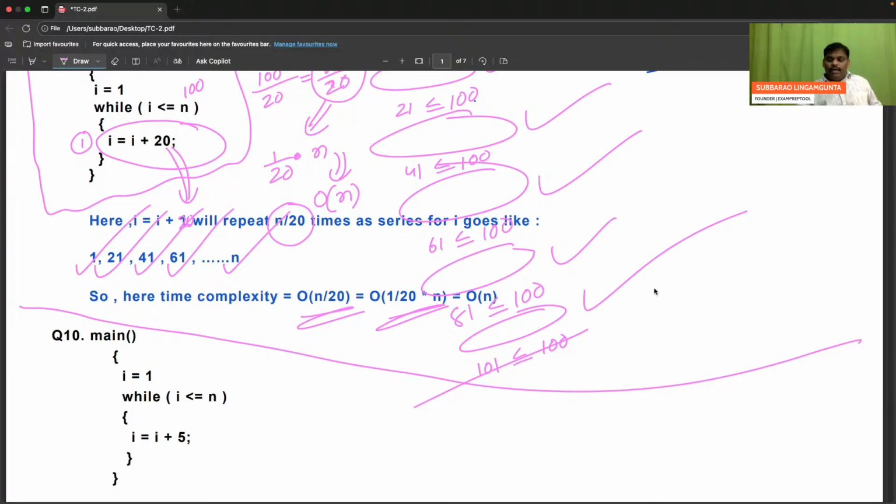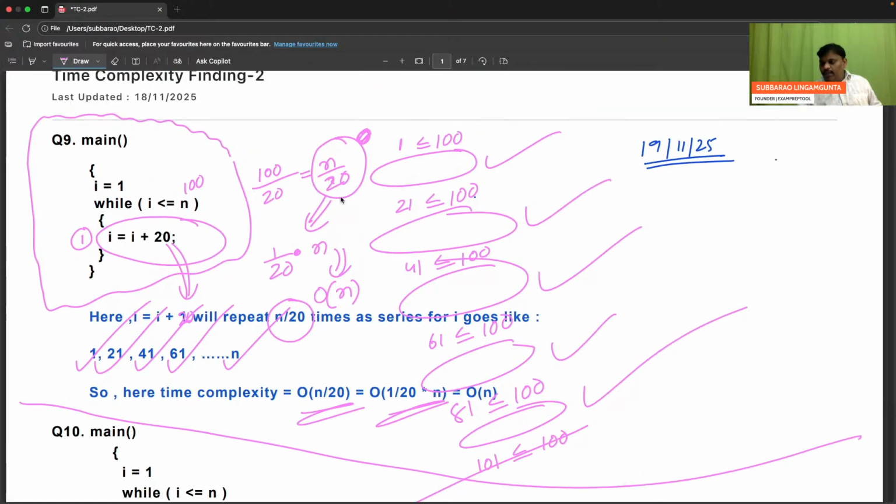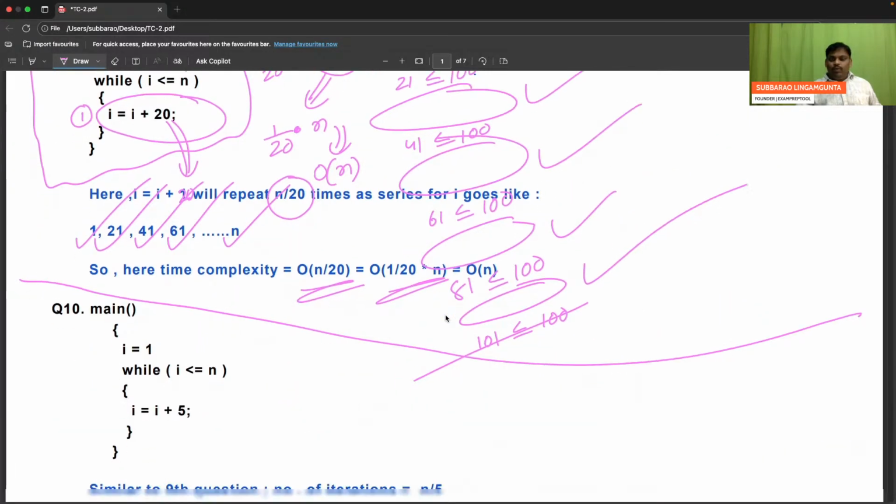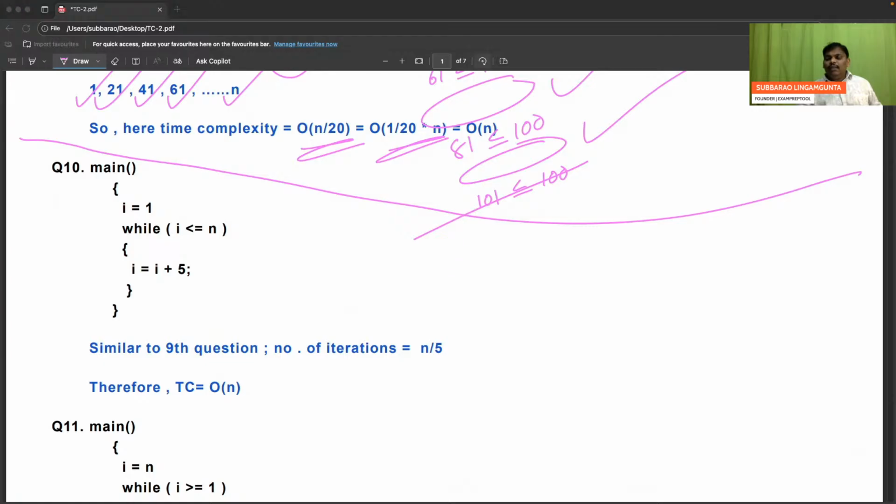Question number 9, the answer is actually n by 20, which is nothing but big O of n. Try to understand. So question number 9 is over. If you don't have any doubt, please comment in the comment section, I don't have any doubt. This loop is running n by 20 times, which is nothing but big O of n, theta of n, omega of n, something like that. Question number 9 is over.